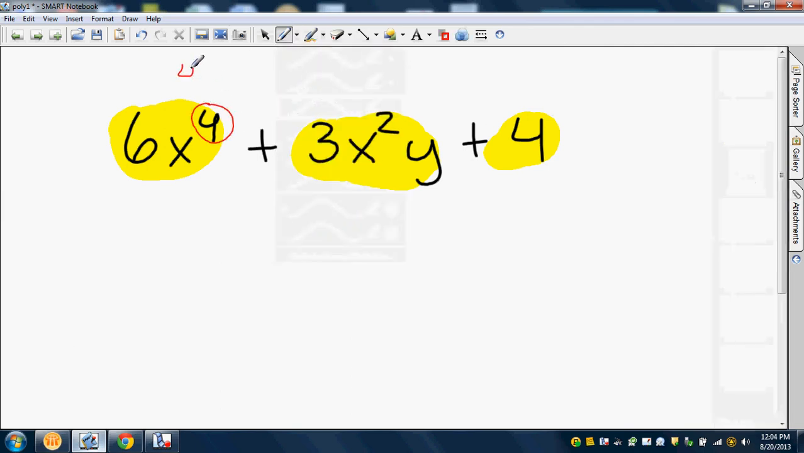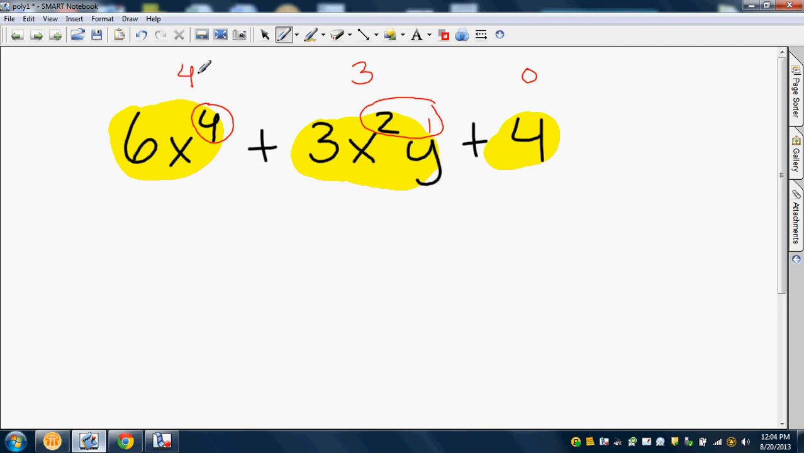So this term has a degree of 4. This term has a degree of 3. And the reason it does is because you have to add the degrees, the powers, to figure out the degree of the term. Because this is to the power of 2 and this is to the power of 1, this whole term is to the power of 3. And this is a constant, and constants are to the power of 0.